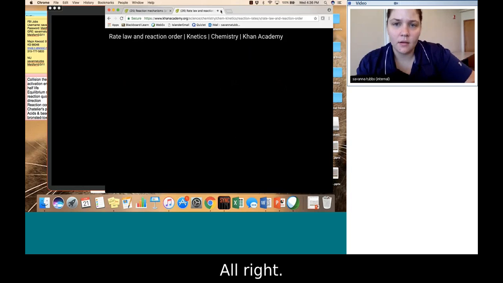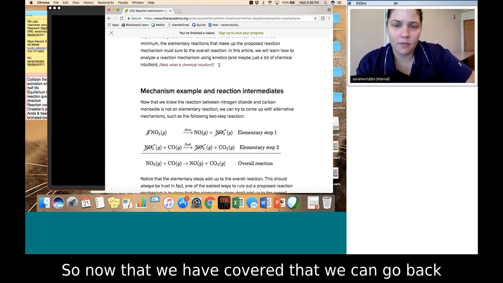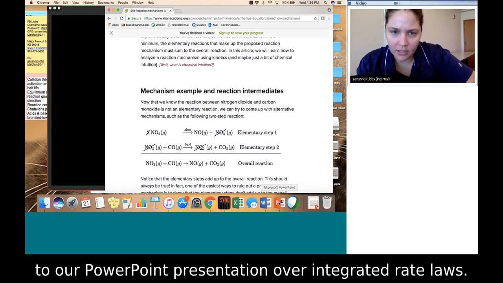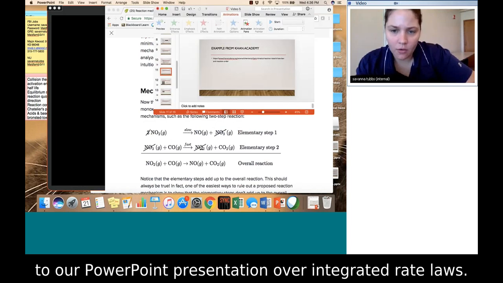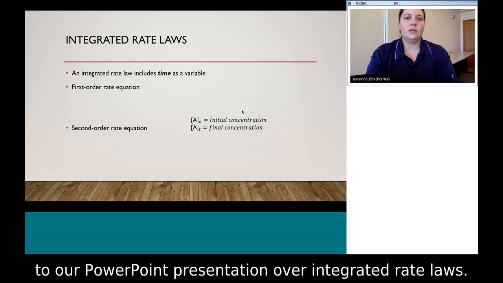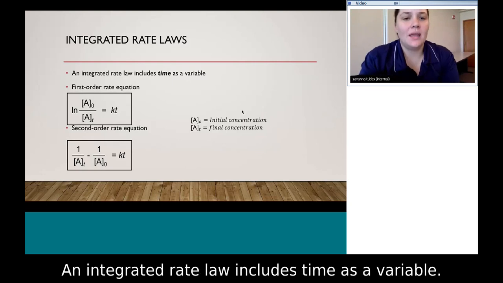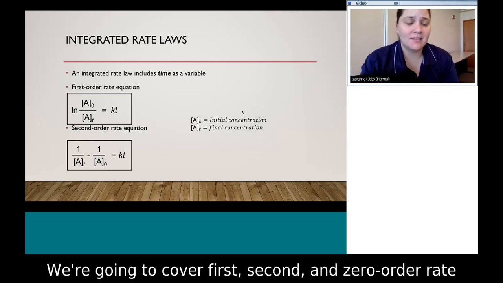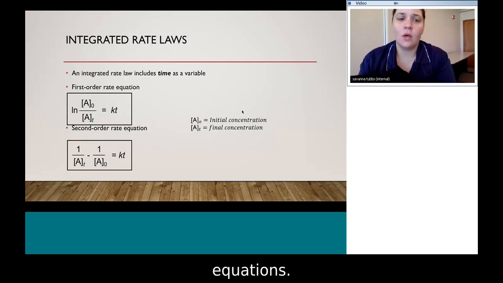All right. So now that we have covered that, we can go back to our PowerPoint presentation for integrated rate laws. An integrated rate law includes time as a variable. We're going to cover first, second, and zero order rate equations.